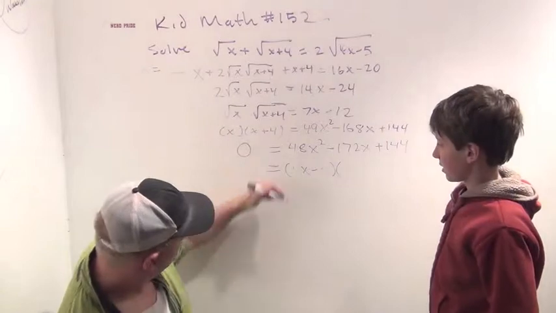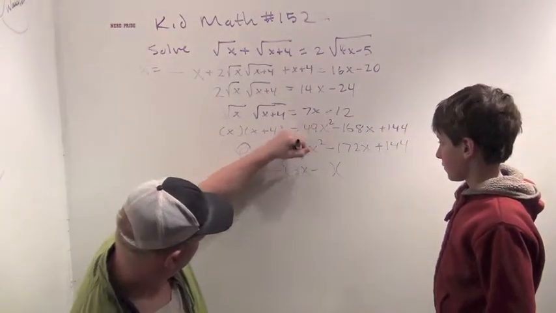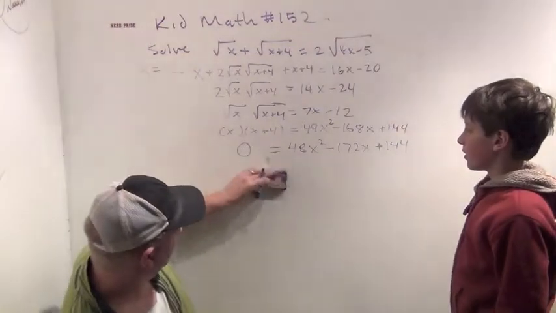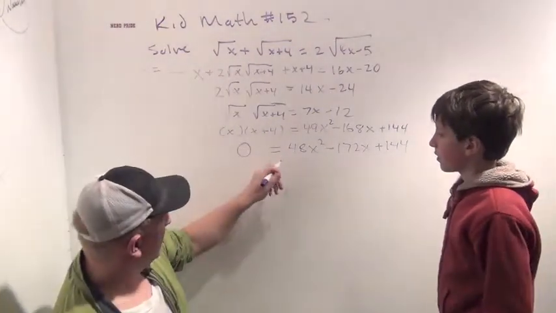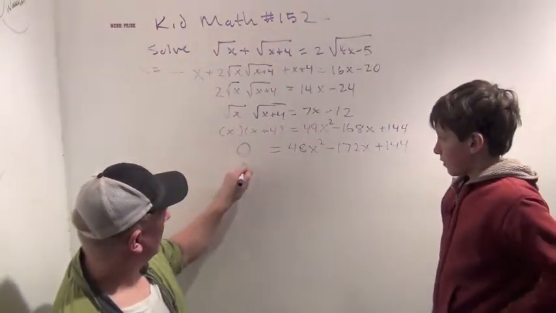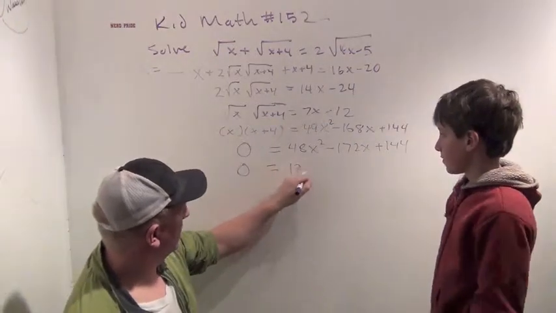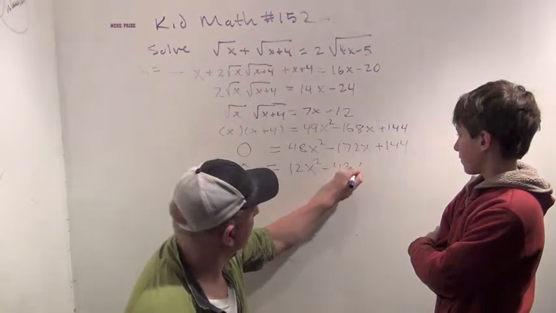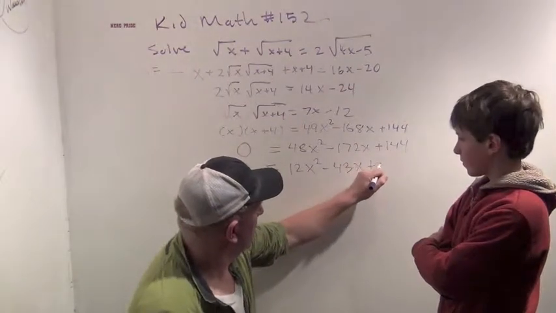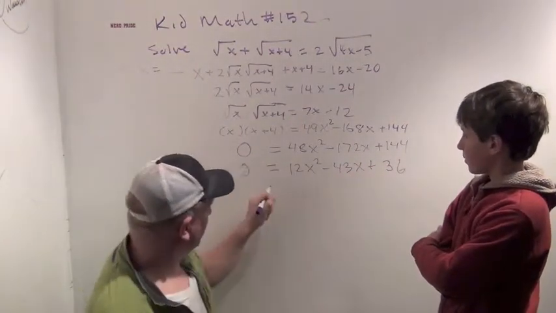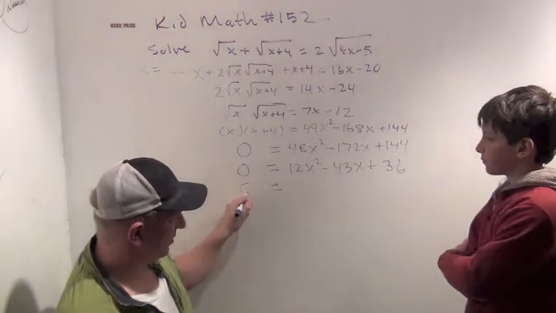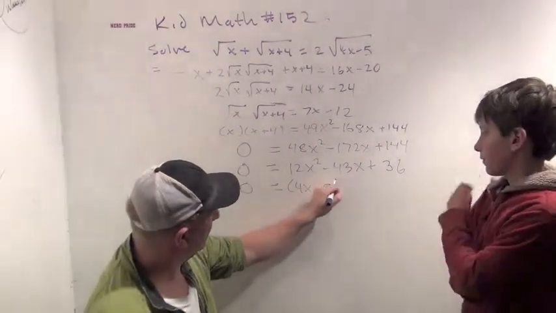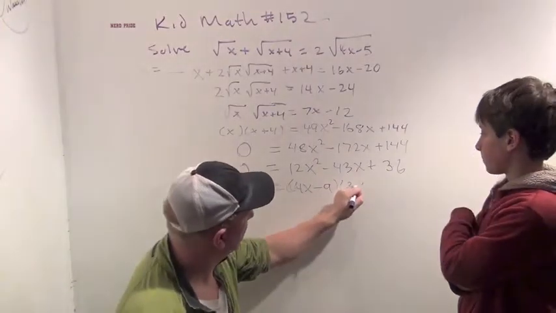Sorry. I checked this, and the first thing to do here is divide by 4. Otherwise, it's too complicated. 12x squared minus 43x plus 36. And then when I checked it for you, it was 4x minus 9 times 3x minus 4. That's what I was getting wrong.